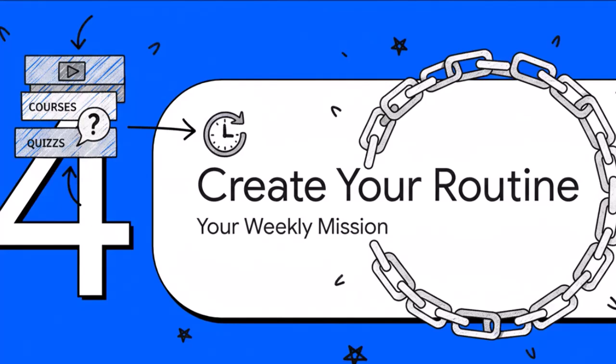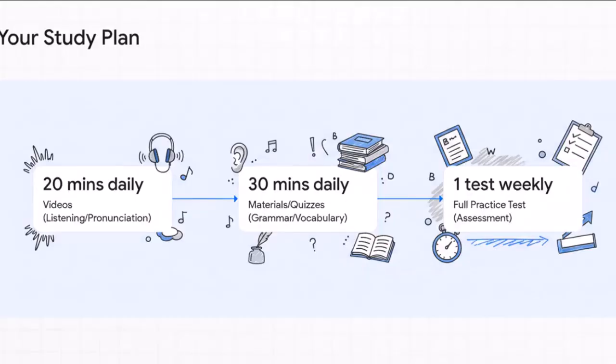Okay, so let's take a step back. We've got our videos for listening, our courses for knowledge, and our quizzes for reinforcement. We've got all the pieces. So the big question now is, how do we put it all together into a weekly routine that actually works? Well, here it is, your balanced study plan. And the best part, it's super simple and totally doable. Look at this. Just 20 minutes a day on videos, about 30 minutes on your courses and quizzes, and then one full practice test each week. That's it. This approach makes sure you're covering all your bases without getting overwhelmed.